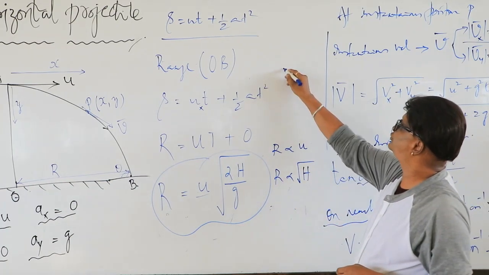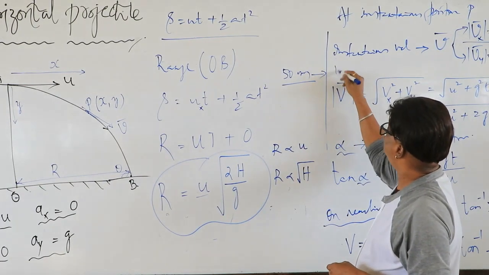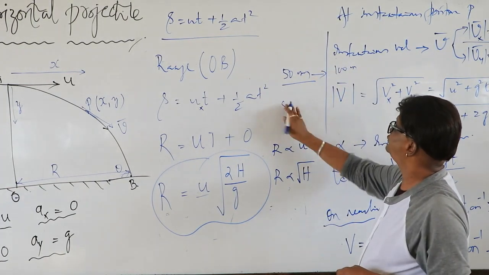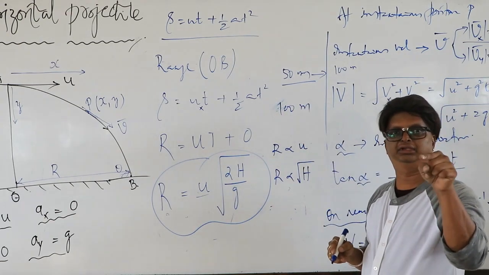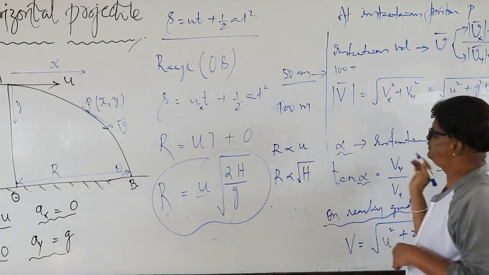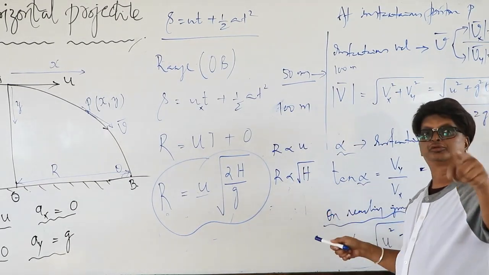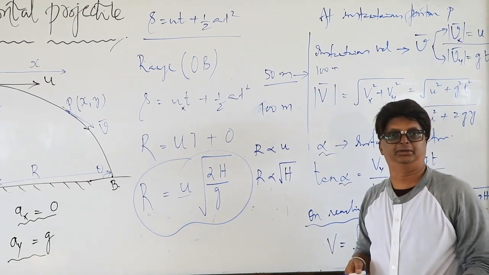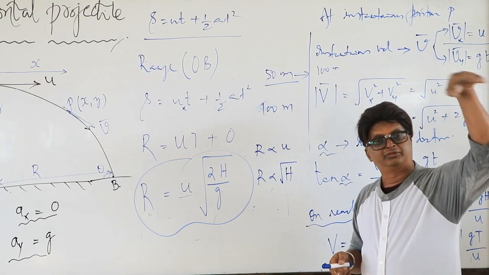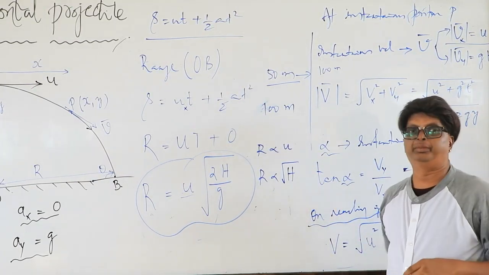Suppose somebody is throwing a ball from 50 meters height, and the range is some 100 meters. If it is projected from 100 meters of height with the same velocity, what is the range? The range doubles, because R is proportional to root h. Therefore, if you double the height of the tower from where you are projecting, then the range becomes root 2 times.